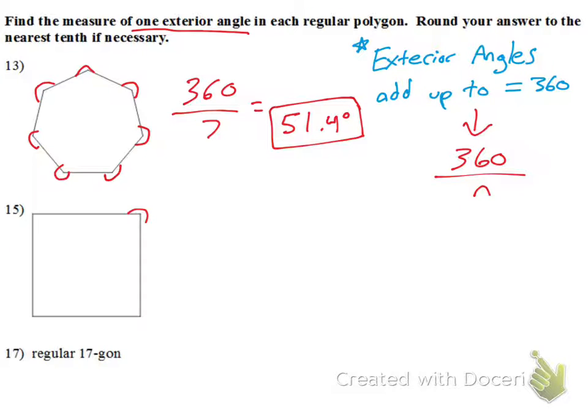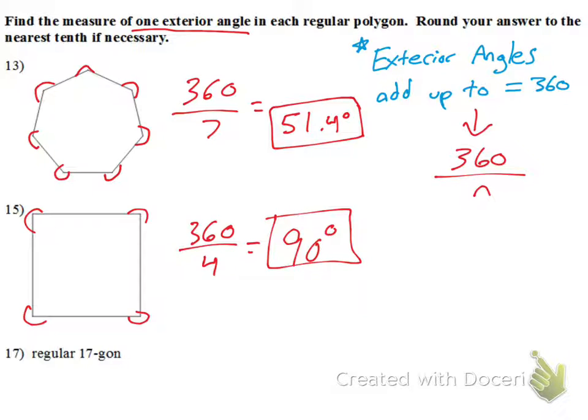All right, so for 15, I see there's 1, 2, 3, 4. So there's 4 exterior angles, right? So I would take 360 over n, the number of angles. That'd be 4. 360 divided by 4 is going to be 90 degrees. And then I have 17 again. So if there's 17 again, that means 17 angles, right? So I'm going to do 360 over 17.